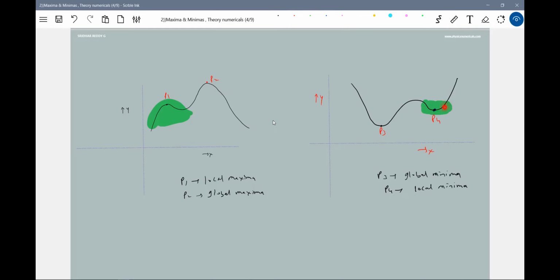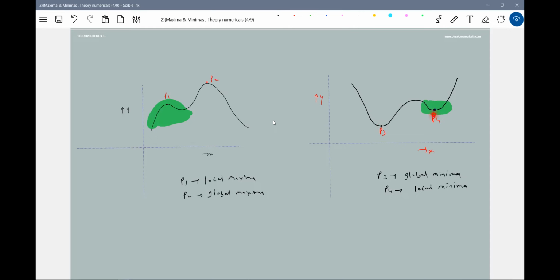But it'll be minima for this part of the curve. From here till the maximum, the highest value of this, this would be the lowest value for this region of the curve. So this will become a local minimum, not for the total curve. For the total curve, this is the lowest value, so this will become the global minima. Or for this region, this will become again local. So P3 in general we will call a global minima.